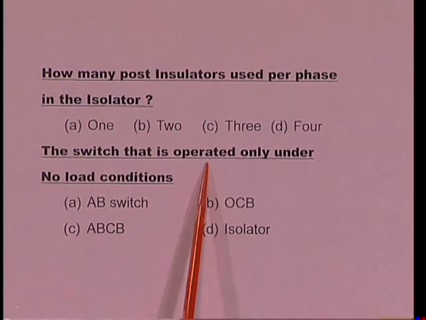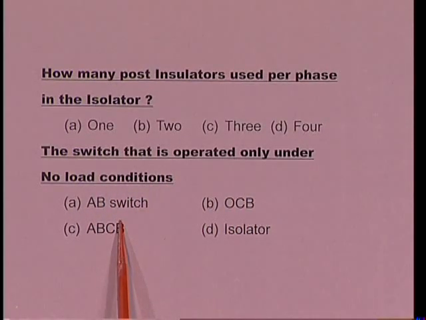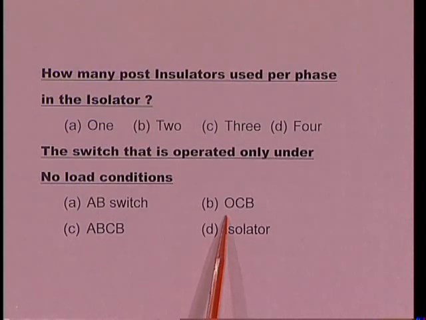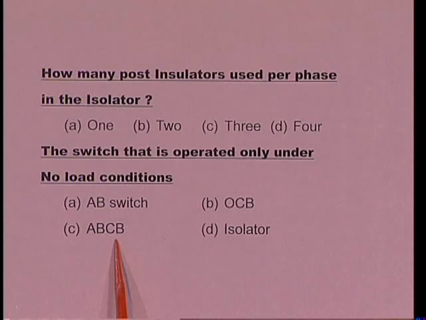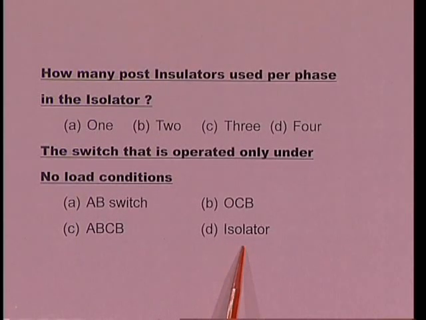The switch that is operated only under no load conditions. Is it the AB switch? The AB switch, I told you, is operated under full load conditions. Oil circuit breaker is operated in all load conditions. Air blast circuit breaker is also operated under full load conditions. Isolator, yes, the isolator can be operated only under no load conditions.